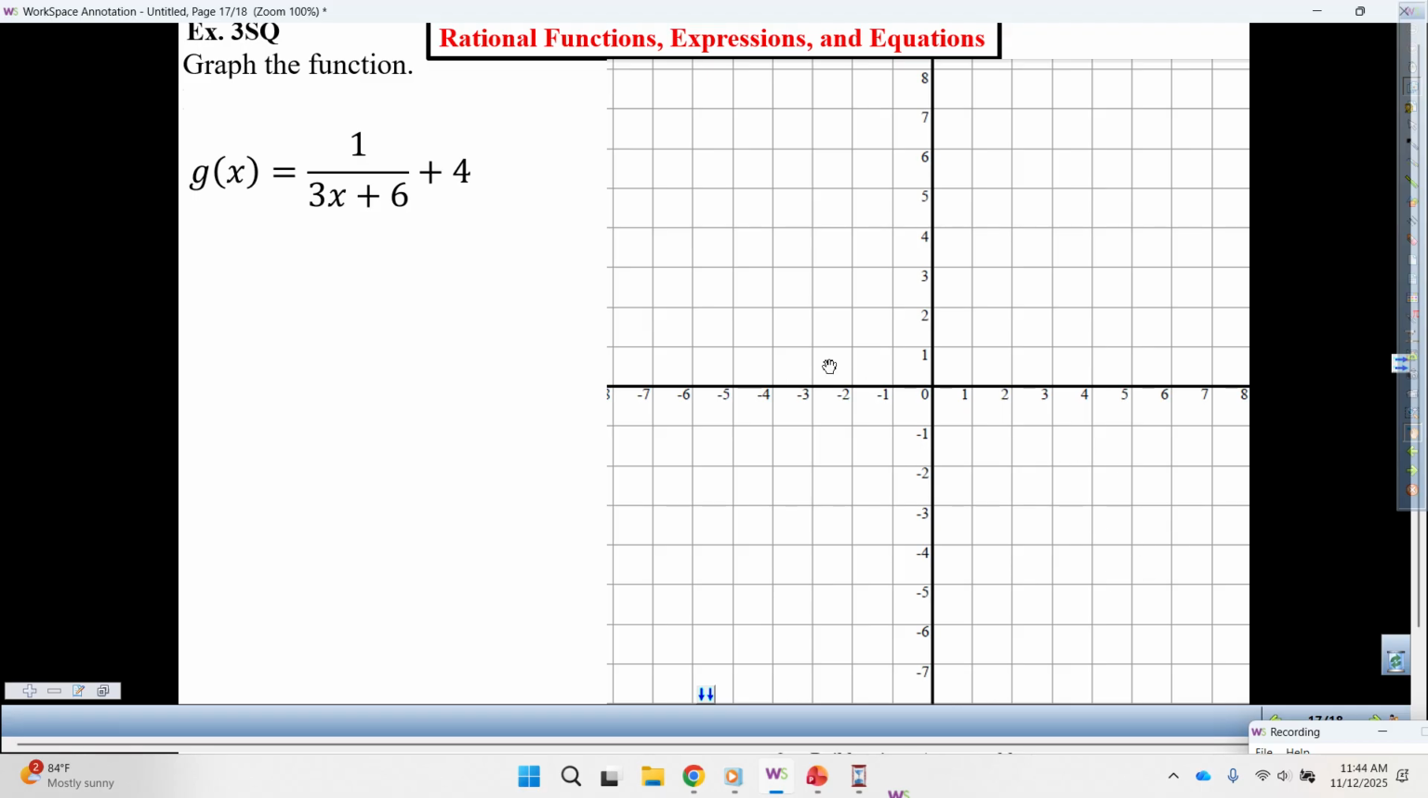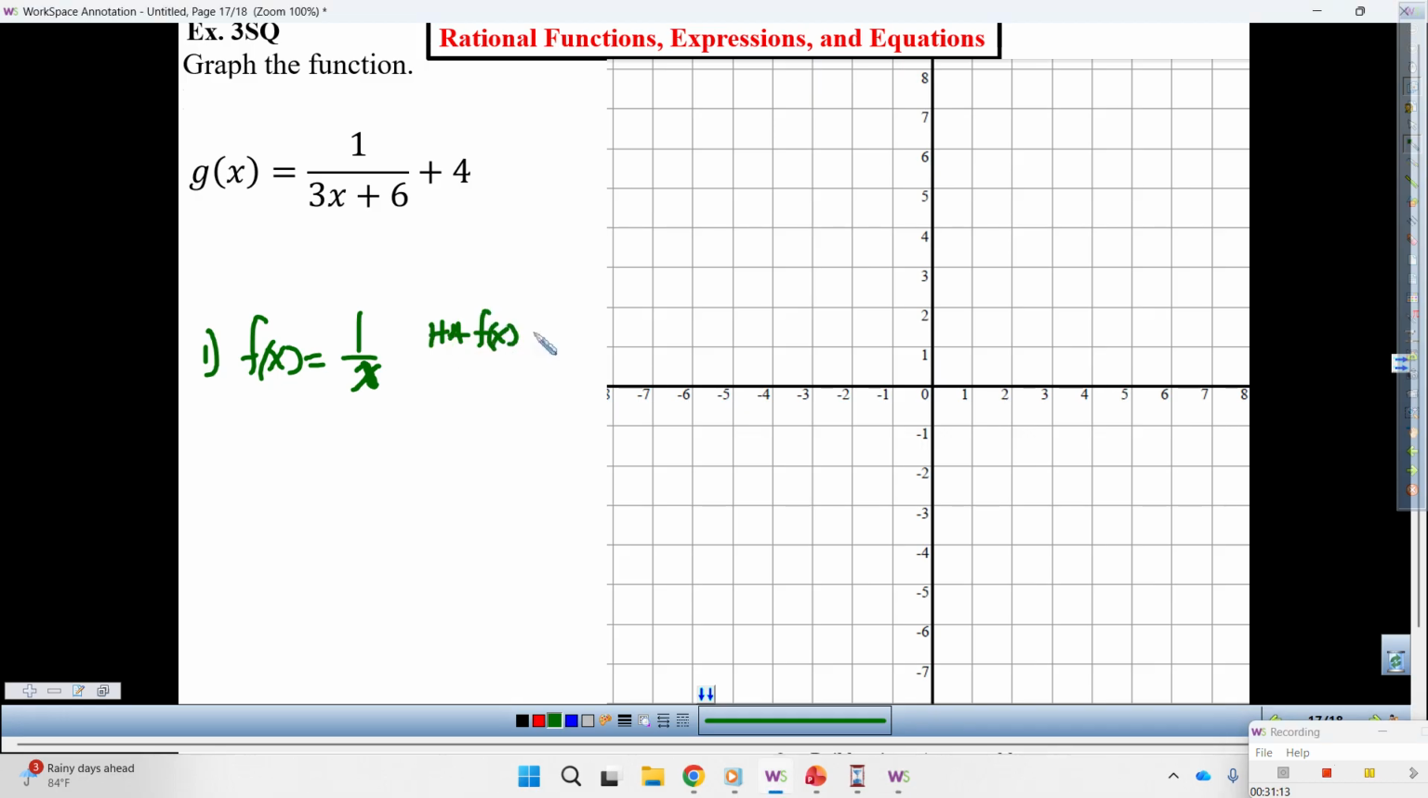All right, example 3 super cube. It says graph the function. All right, here we go. I'm going to give you a head start. Step 1, you're going to graph f of x equals 1 over x.